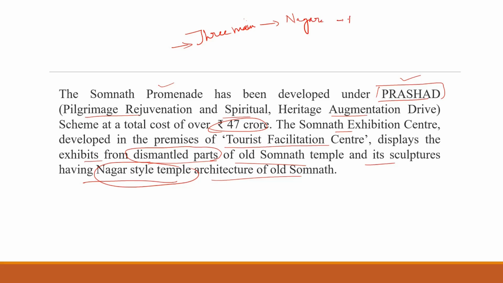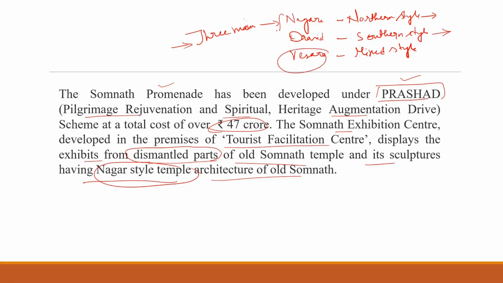Nagara or the northern style, the Dravida or the southern style, the Vesara or the mixed style. This Nagara style you will mostly find in the northern part of India. Dravida style you will find mostly in the southern part of India. Vesara is the mix of both these styles. You have to remember this under art.